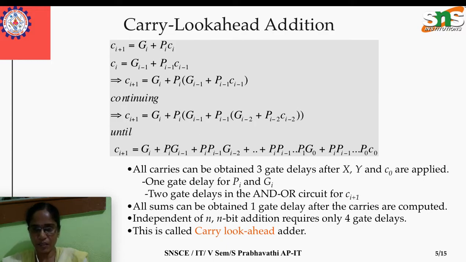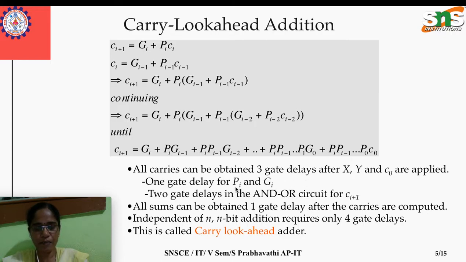And here the timing, the gate delay, is given. All carries can be generated at 3 gate delays after giving the inputs xi, yi and c naught. c naught is the initial carry, which is always 0. There is no carry at the very first bit addition, and xi and yi are the entire input when it is applied. So the time taken to get the carry for this full adder is only 3 gate delays.